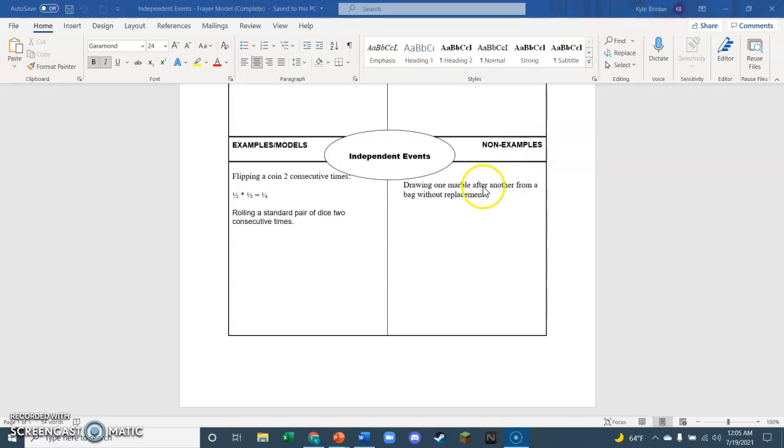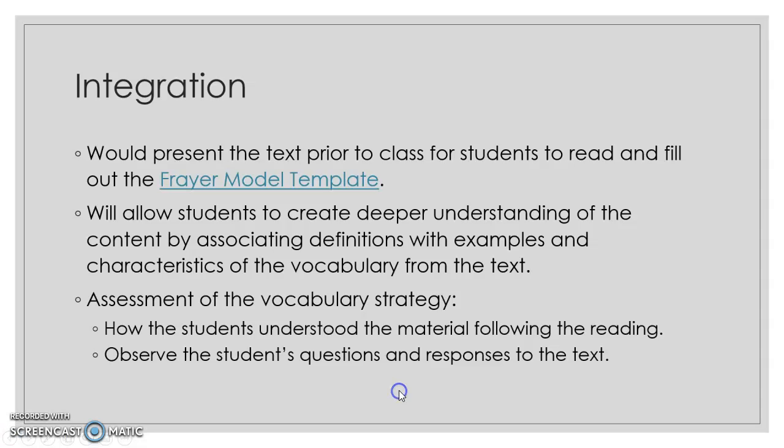A non-example is drawing one marble from a bag and then drawing another one without replacing that first marble, because then the probability has changed and the first outcome has affected the second. So going back to our presentation here.